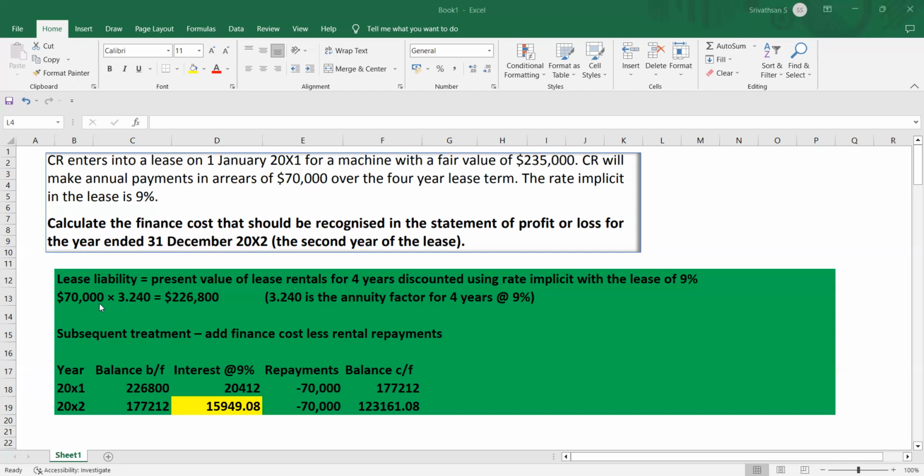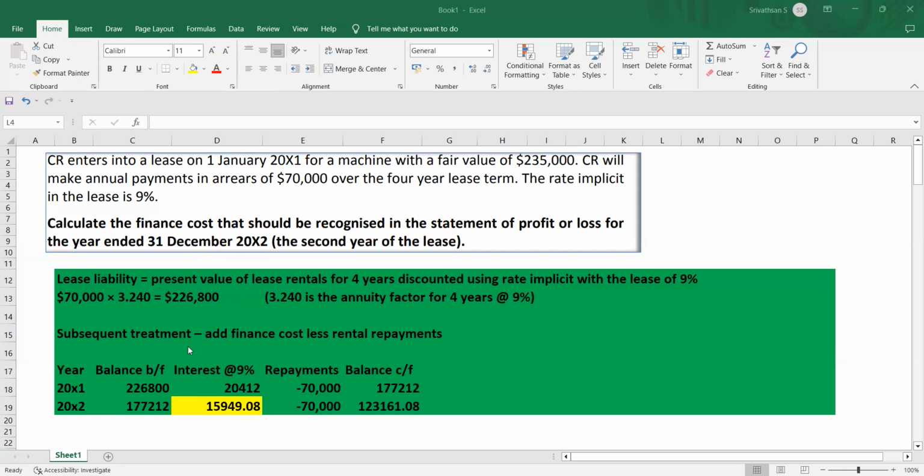So 70,000 multiplied by 3.240. See, this 3.240 is the annuity factor for 4 years at 9% interest. You can either use the ordinary annuity formula to get this number, or you can also use the annuity factor table. So we get the lease liability of 2,26,800. The product of these two numbers will give the lease liability, and this is calculated at the initial measurement of lease liability. Here they're asking us the finance cost that should be recognized in the statement of profit or loss in the second year.